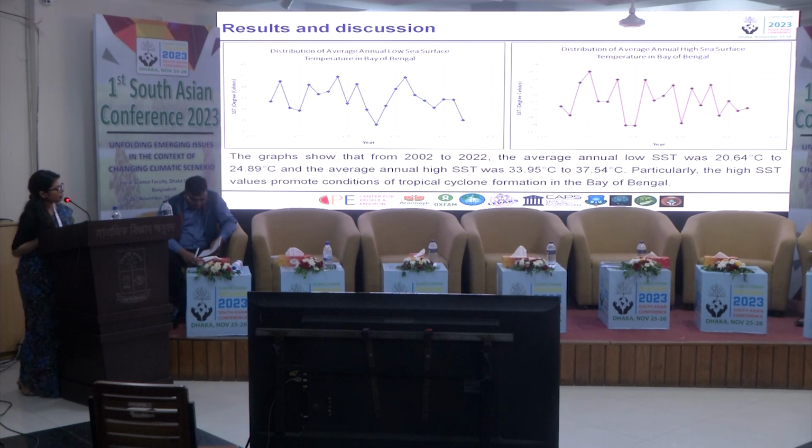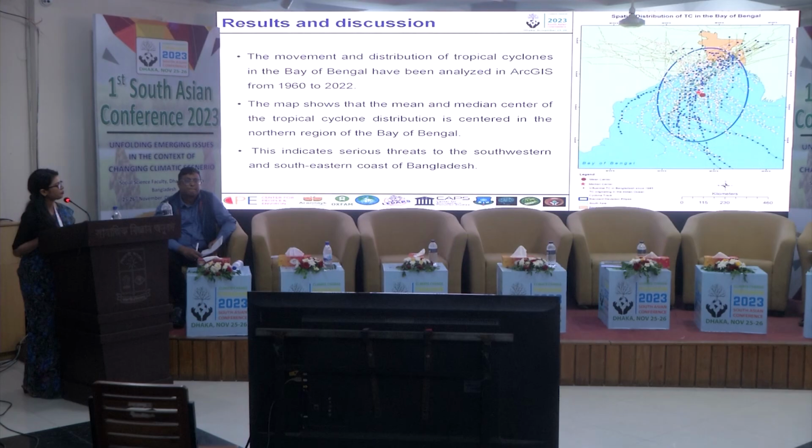This graph, the first one, is for low sea surface temperature data. We can see that in the Bay of Bengal between 2002 and 2022, the low sea surface temperature was 20.64 degrees Celsius to 24.89 degrees Celsius, whereas the high sea surface temperature was 33.95 degrees Celsius to 37.54 degrees Celsius. As we know, the threshold temperature for cyclogenesis in the Bay of Bengal, or in the sea, is above 29 degrees Celsius. So basically, the high sea surface temperature data produce the cyclogenesis events.